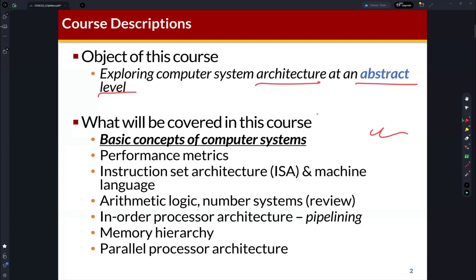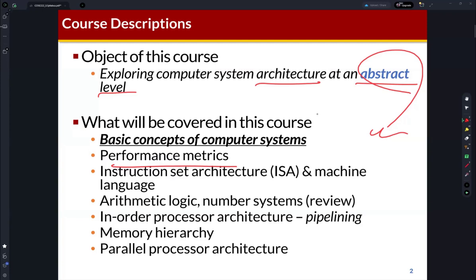But in this course, we will learn about computer architecture at a certain abstraction level, a different abstraction level. We will focus on the hardware systems and the software-hardware interfaces in computer systems, right? So what will be covered in this course? We will learn about the basic concepts of computer systems, and this course will include performance metrics. We need to learn how to measure the performance of the target computer systems.